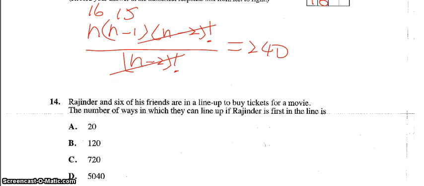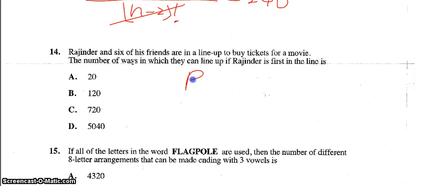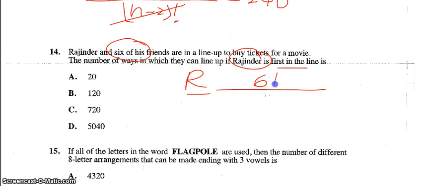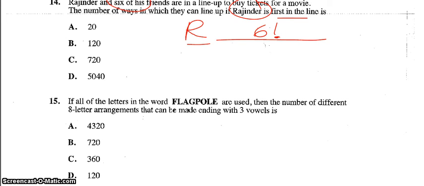All right. So R and 6 of his friends line up. He has to be in first. Why does he have to be in first? Okay, he has to be in first. What's the remaining way to arrange those 6 friends? Just 6 factorial. Okay. Suddenly they throw an easy question there to confuse you.